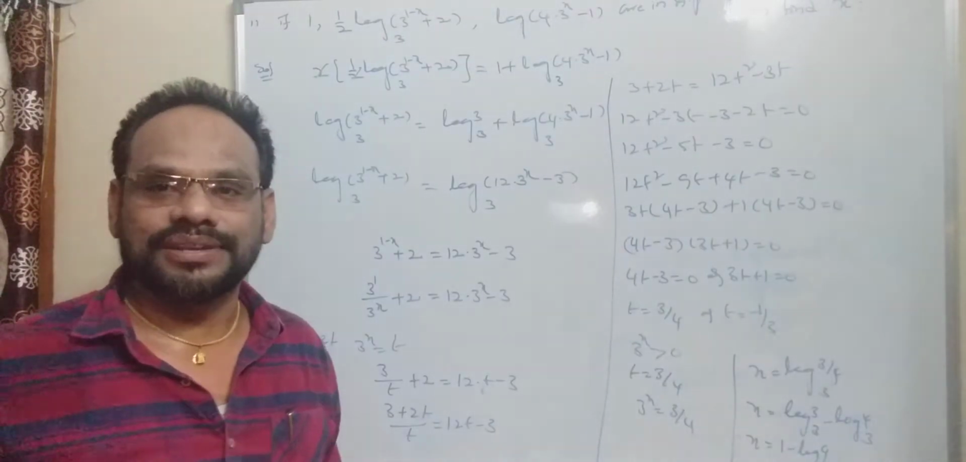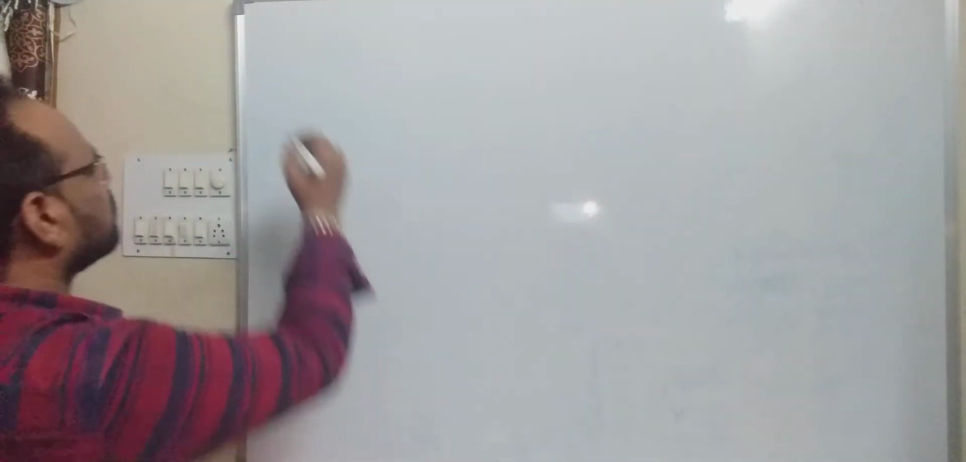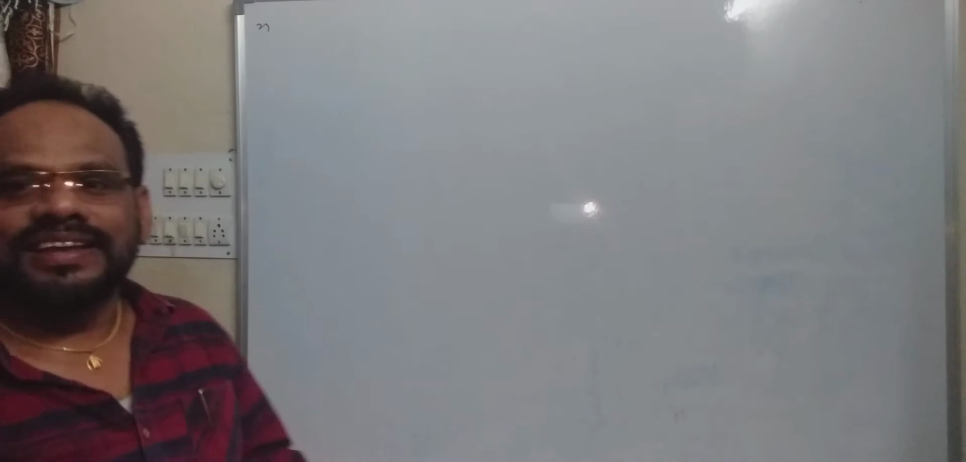Next, second property. In a finite AP, we know that finite AP means it has a finite number of terms. In a finite AP, the sum of the terms which are equidistant from the beginning and end is always the same and is equal to the sum of the first and last term.